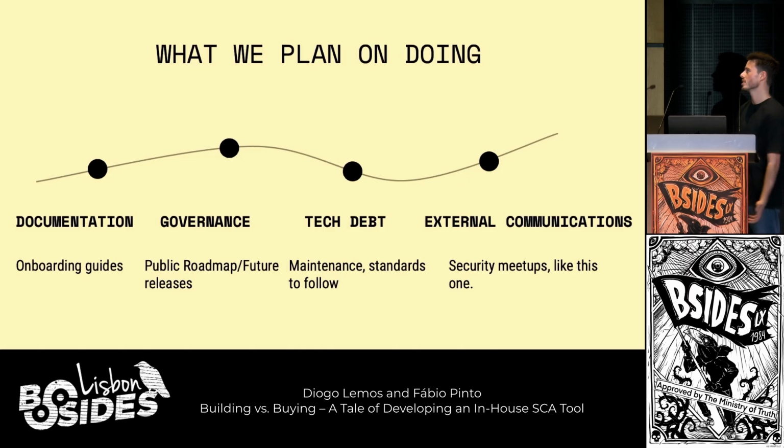We need to reduce a little bit the tech debt because there are standards and everything that we need to follow across the whole application, and do external communications because we can have a great product. And I really think that this SCA is a product that is useful and it's out there, it's open source, so just go there and use it.